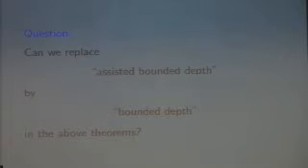Okay, before I get to the question of whether we can actually compute anything, let me ask a natural question. Do we need the idea of assisted bounded depth? Could we get rid of the assists and simply say that our objects have bounded depth? Okay, so is there an extension operator of bounded depth? Is there a formula for the norm in which the linear functionals have bounded depth?